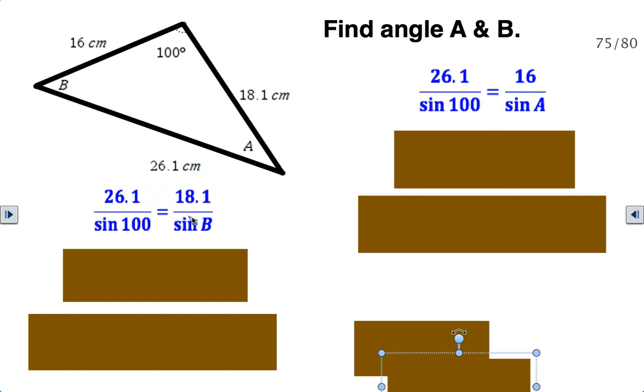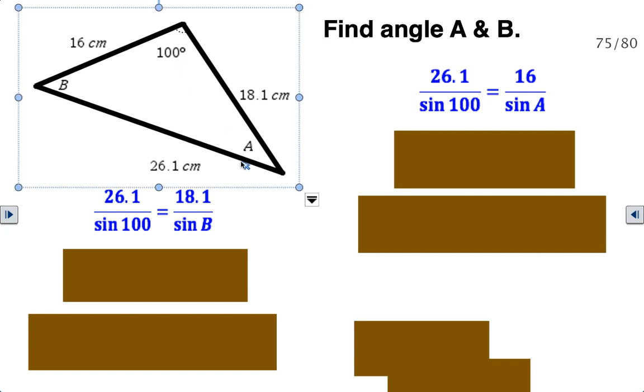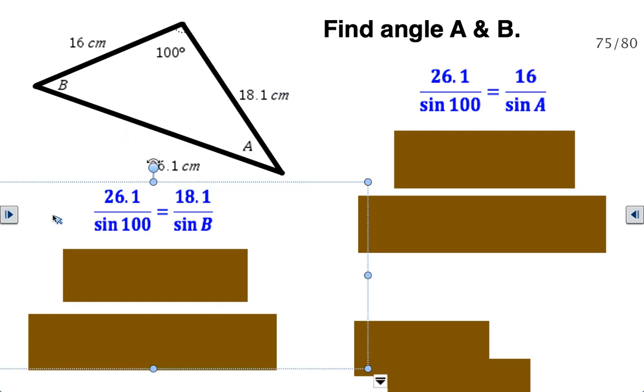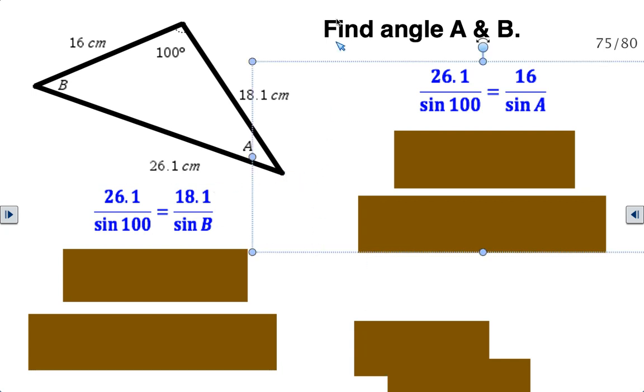Okay, so if you just have to find angle B, then you would use the 26.1 divided by sine 100. Okay, and granted, guys, I do know that yes, you can use the law of cosine with this, but it'll be much faster and much easier if you use the law of sine. Excuse me. So we're going to just use law of sine. So this is what the fraction is because we have these 2 measurements. And then to find angle B, it would be 18.1 over sine B.